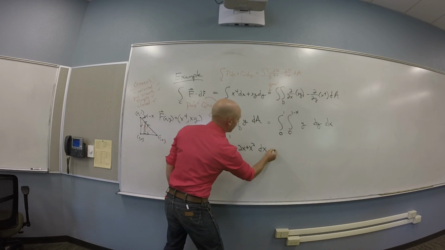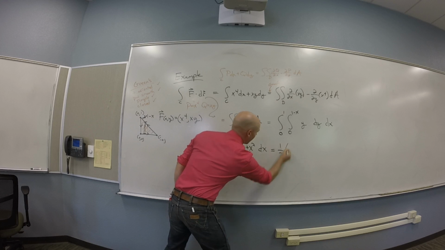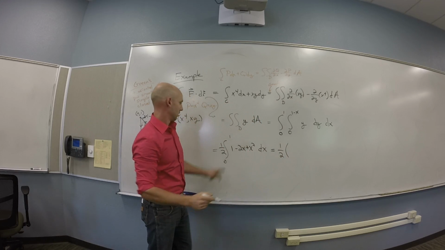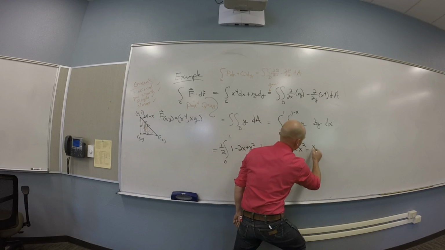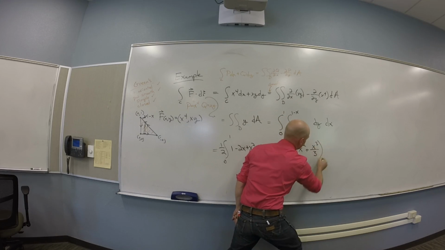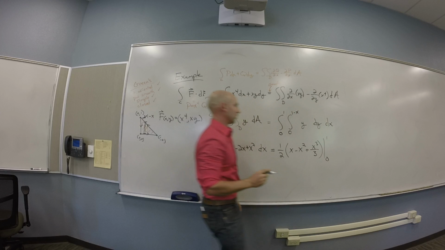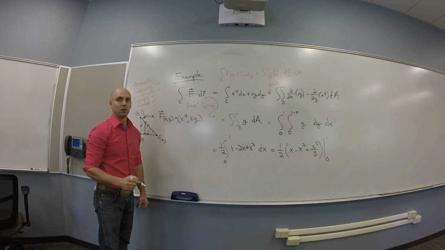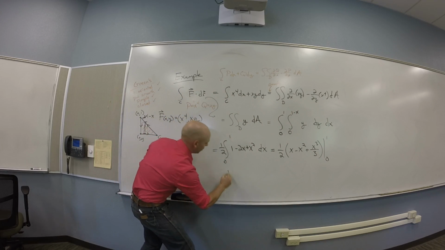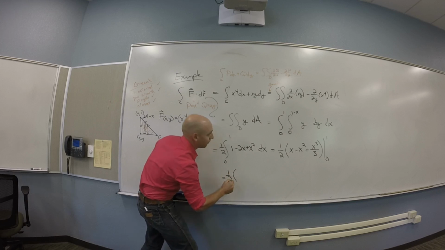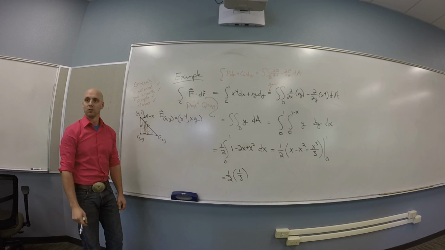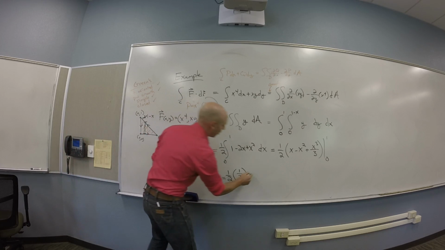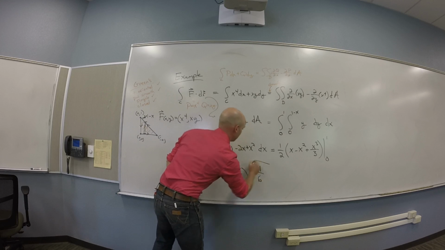Okay, so I get then 1/2 times x minus x squared plus x cubed over 3, evaluated from 0 to 1. So 1 minus 1 plus 1/3. So 1/2, 1 minus 1 is 0, plus a third, times 1/2 gives 1/6, and then minus 0. So you get, all told, 1/6.